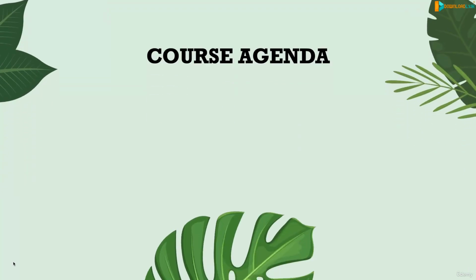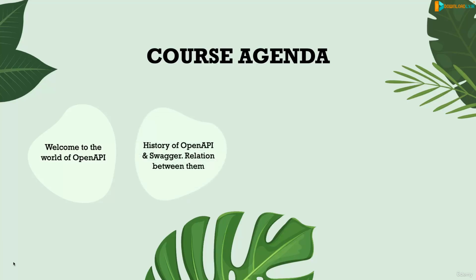We'll start this course by entering the world of OpenAPI, and in the process we are going to talk about what OpenAPI is, what problems it is trying to solve, and what advantages we get whenever we follow the OpenAPI specification. Once we are clear about the OpenAPI introduction, we are also going to talk about the history of OpenAPI and Swagger. There is a lot of confusion inside the industry about the relationship between OpenAPI and Swagger, so we're going to spend a few minutes understanding the relationship between them.